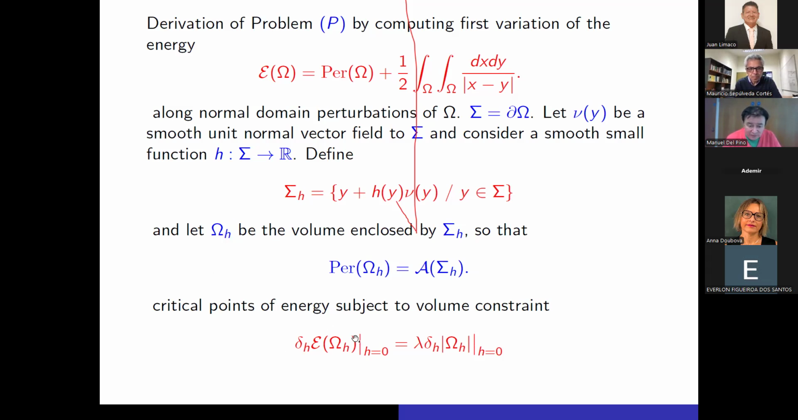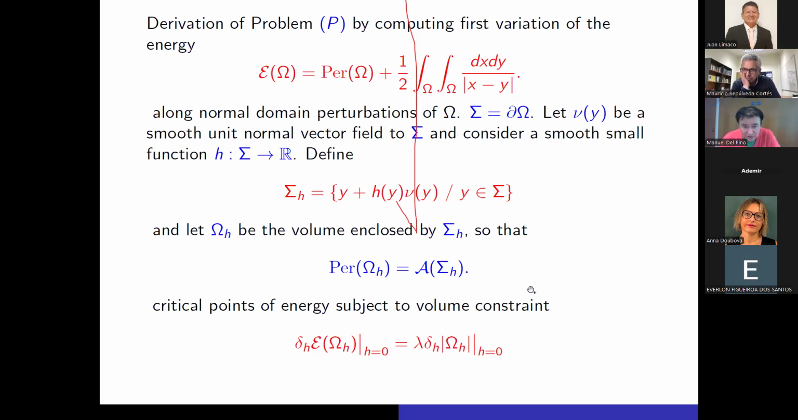So what I find is that this is the Lagrange multiplier rule, okay? What I need is that the derivative of the energy needs to be lambda times the derivative of the volume, right? Because the constraint is that the volume is constant. Then lambda is the Lagrange multiplier, and we evaluate it when the normal perturbation is 0.